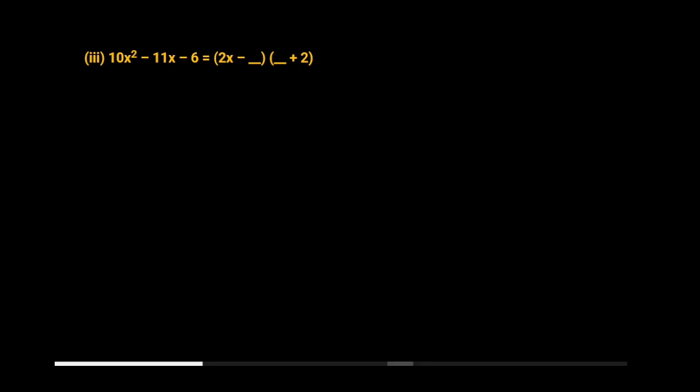Now here we are having 10x squared minus 11x minus 6. So here our product term, what is our product? Product is nothing but plus 10 into minus 6 is minus 60. What is our sum? Sum is minus 11. So two integers. Find all the factors for 60.